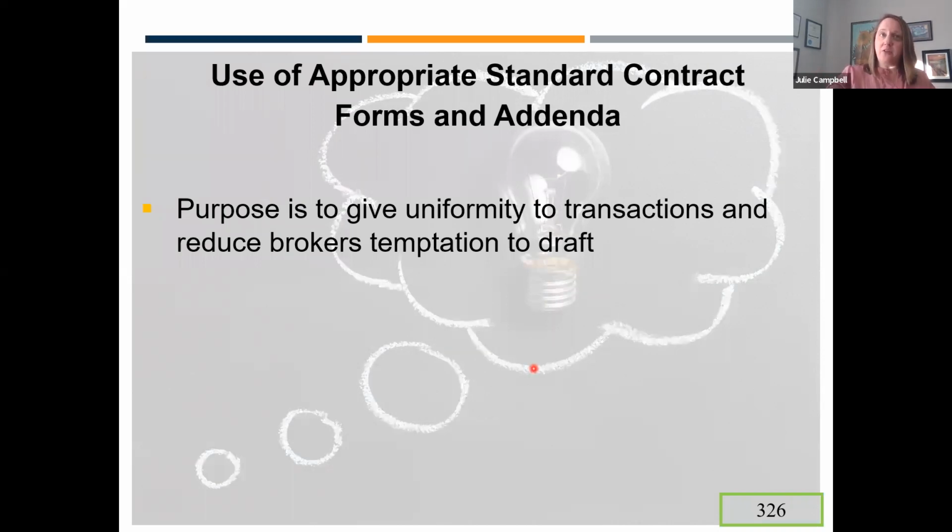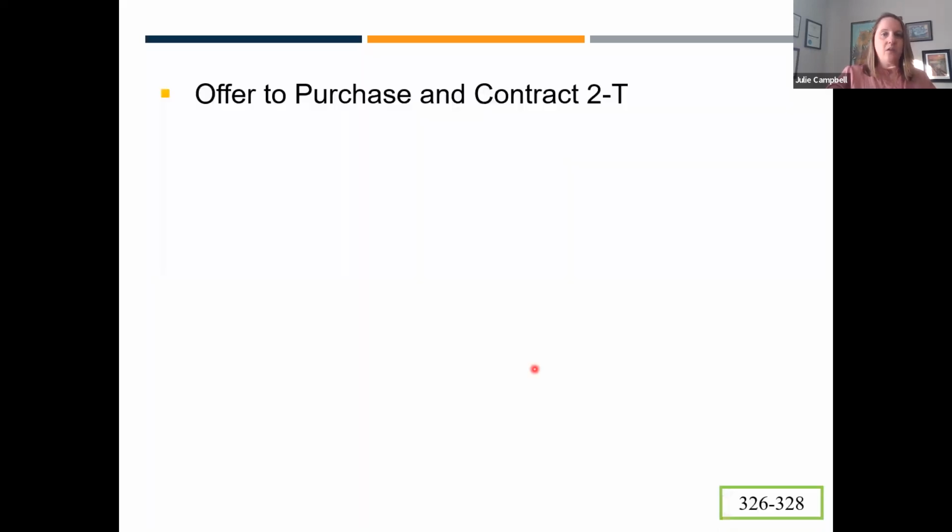So we have a couple different types of contracts. The one that we're going to spend our time with next weekend on Saturday is standard form 2T. Now, again, you don't need the number, but I refer to it as standard form 2T. So we all know we're talking about the one that we use the most. This is the most commonly used one, standard form 2T.